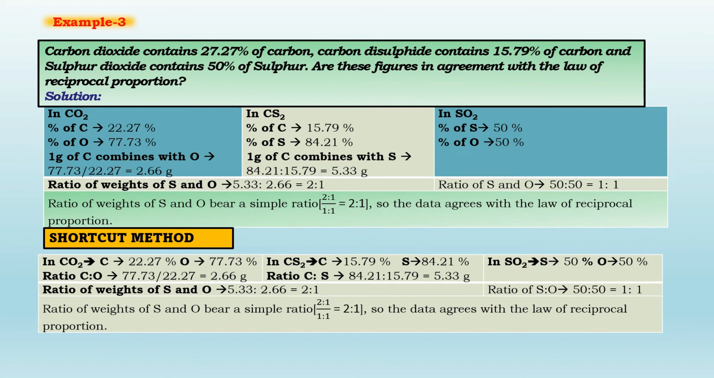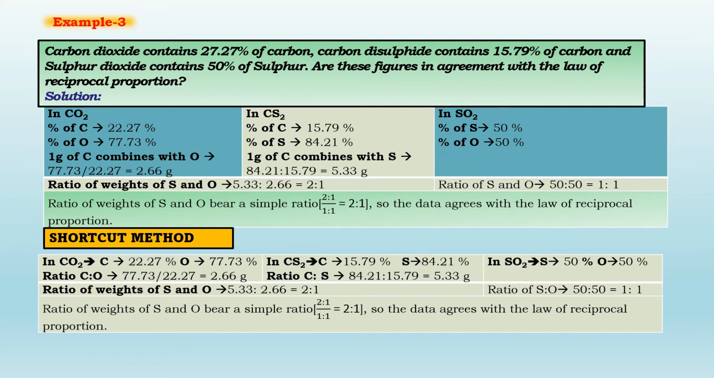Example 3. Carbon dioxide contains 27.27% of carbon. Carbon disulfide contains 15.79% of carbon, and sulfur dioxide contains 50% of sulfur. Are these figures in agreement with the law of reciprocal proportion? Solution. Here we have carbon dioxide, carbon disulfide and sulfur dioxide. From carbon dioxide and carbon disulfide, the carbon is common, and we can get the ratio of sulfur and oxygen which is there in sulfur dioxide.